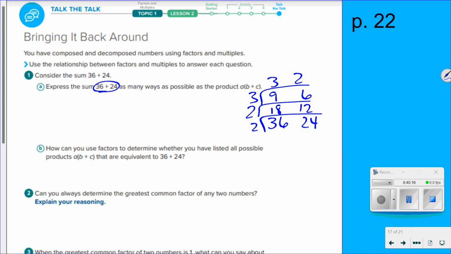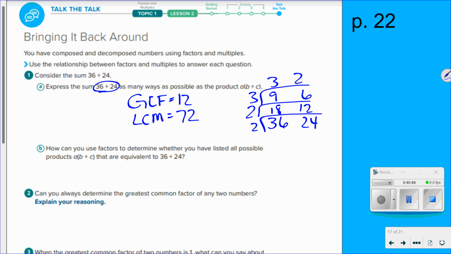For my GCF, I'm just multiplying them. 2 times 2 is 4. 4 times 3 is 12. So my GCF is 12. My LCM is all of them. So I know I have 12 on the top, 6 on the side. 12 times 6 gives me... Is that hard? Who said yes? I hope you're kidding.